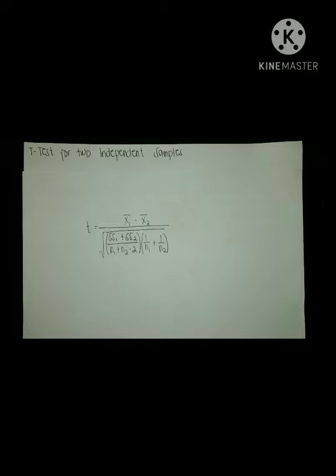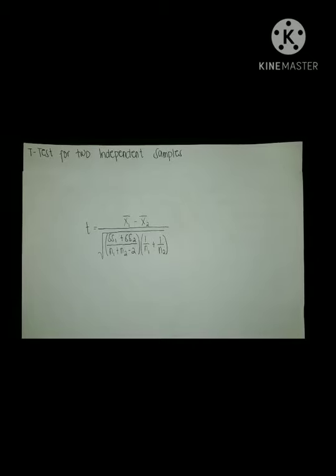Where t is the t-test, x sub 1 bar is the mean of group 1, x sub 2 bar is the mean of group 2, SS sub 1 is the sum of squares of group 1, and SS sub 2 is the sum of squares of group 2. n sub 1 is the number of observations in group 1, and n sub 2 is the number of observations in group 2.